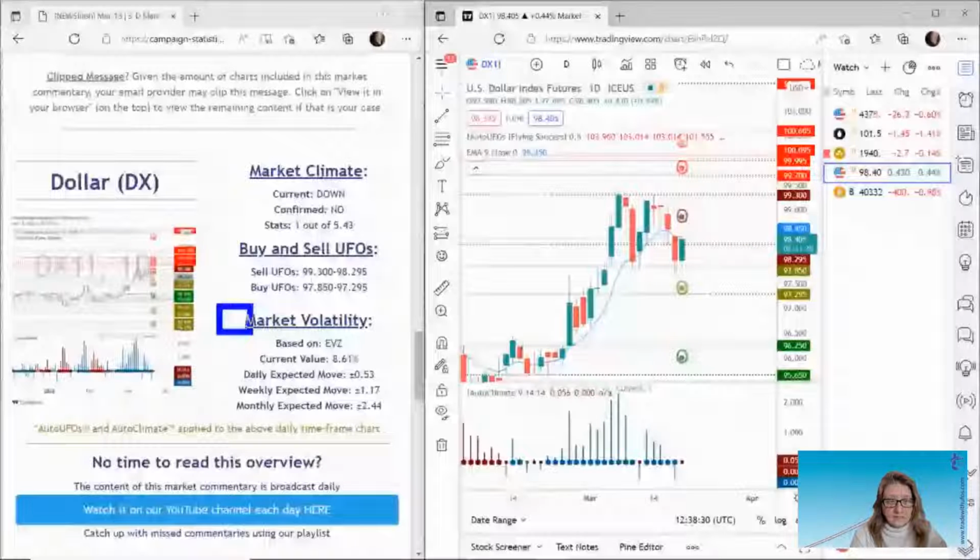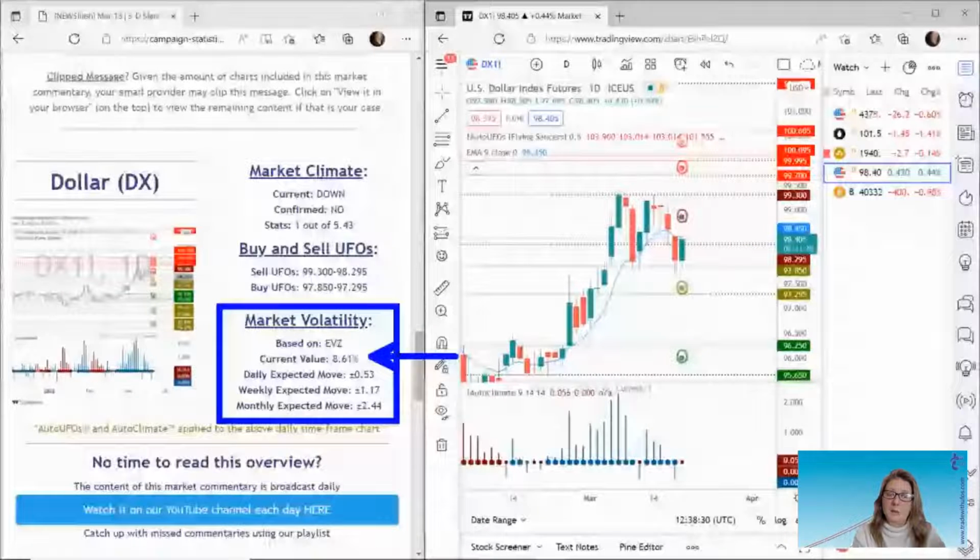In terms of volatility, we would expect movement up or down in 1 year of 8.61%. In a day, that's 0.53 points. In a week, 1.17 points. And in a month, 2.44 points, up or down.